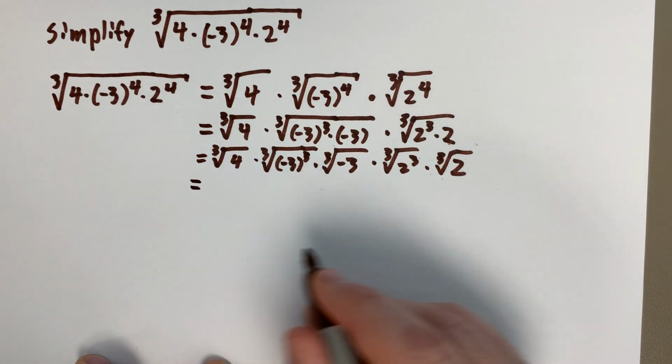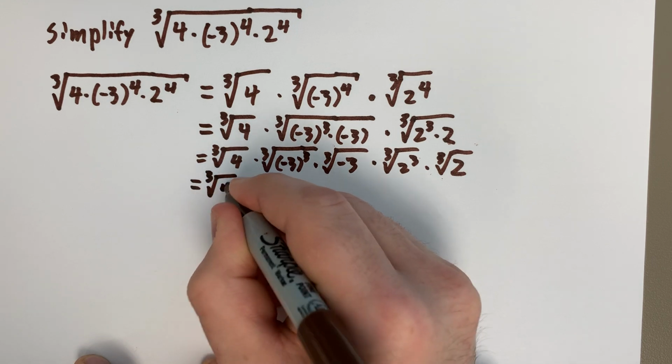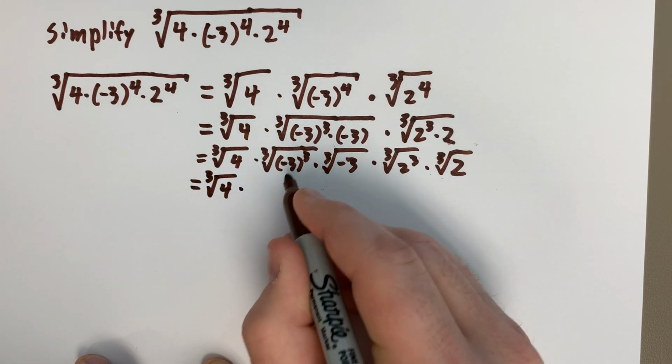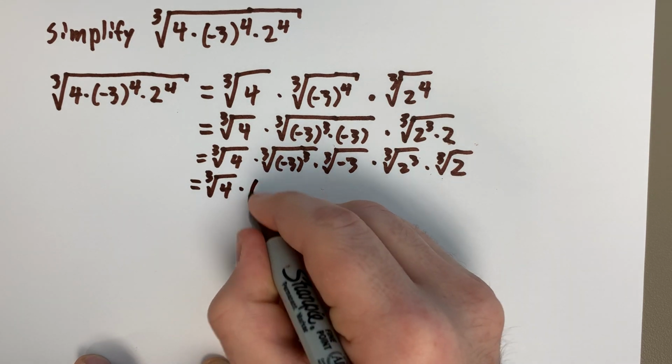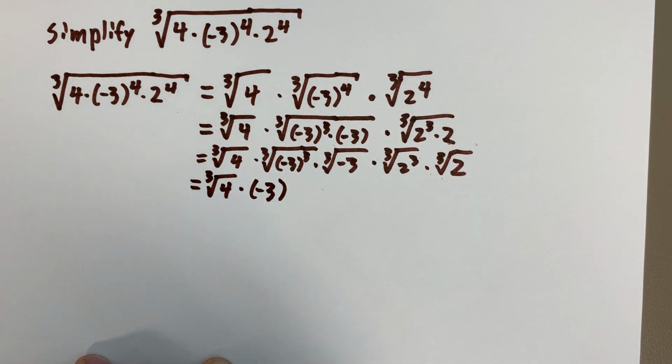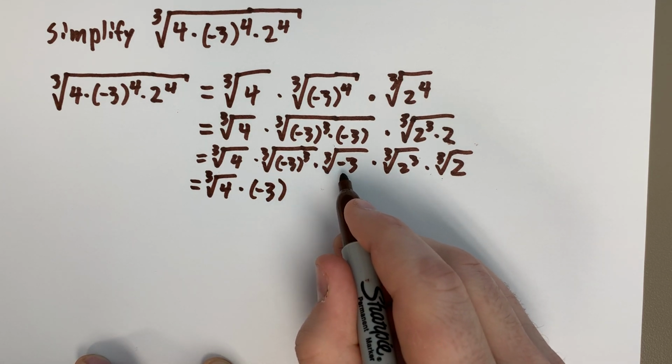So let's see if we can break this down a little bit further. So we have cube root of 4, because I didn't do anything with that. Here I have a third root of something to the third power. So that leaves me with just negative 3. So I don't have to cancel out the negative. And now I have this cube root of negative 3.